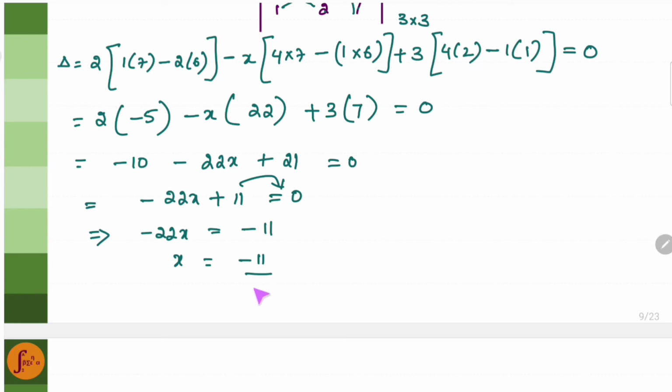Shift 22 here, so it's going to be division. The minus also goes this side, so it's going to be minus, plus half. So the value of x is half.